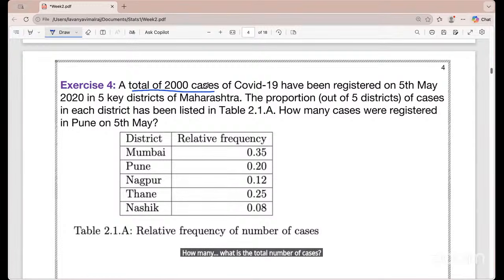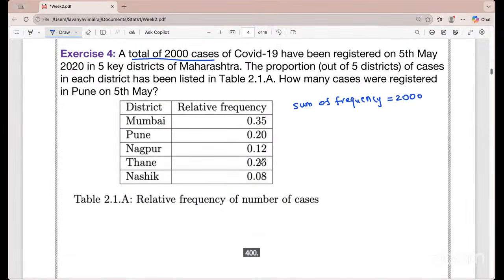2000. So your n, the sum of frequency or the total data set size, is 2000. Now, you are asked to find out the cases in Pune. 400, ma'am. Okay, so how do you compute that 400? Ma'am, using the relative frequency formula, multiplying relative frequency with 2000.